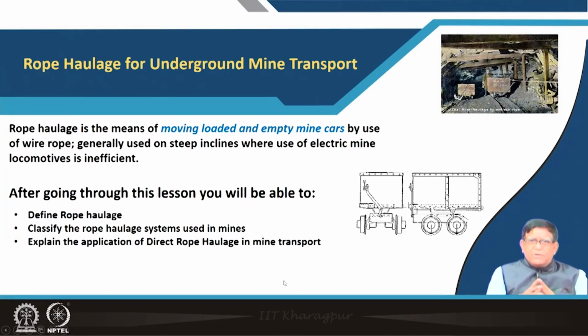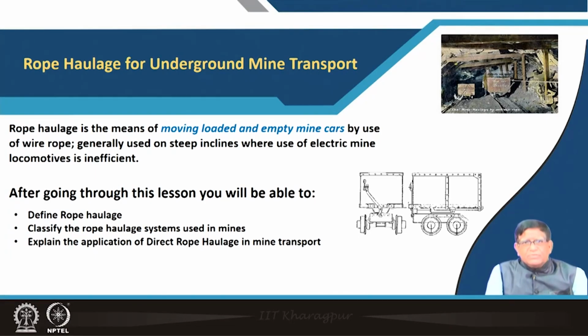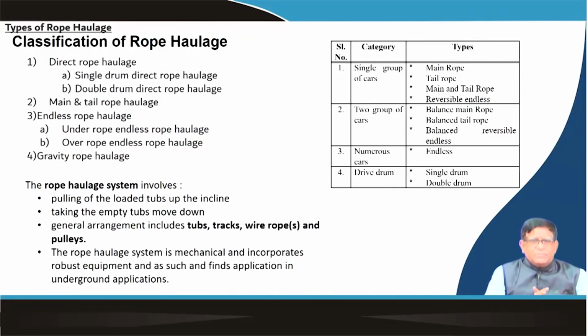In this class, we will classify the different types of rope haulage systems, and a particular type called direct rope haulage, the oldest one, we will be discussing today. Rope haulage classifications can be done as direct rope haulage, in which the rope is drawn by a single drum, or sometimes you will use two drums for the rope winch system, and that is called double drum rope haulage system. And there is a main and tail rope, we will be knowing it in the next class.